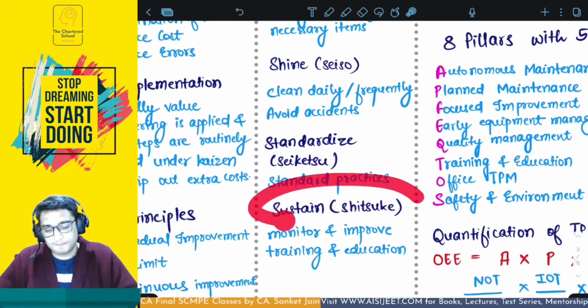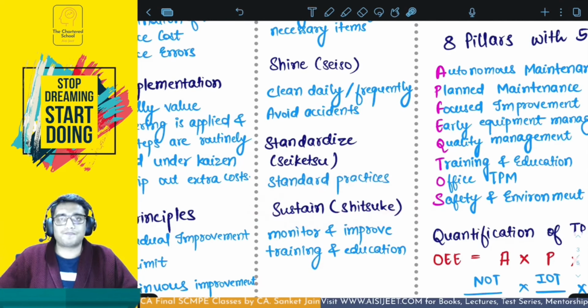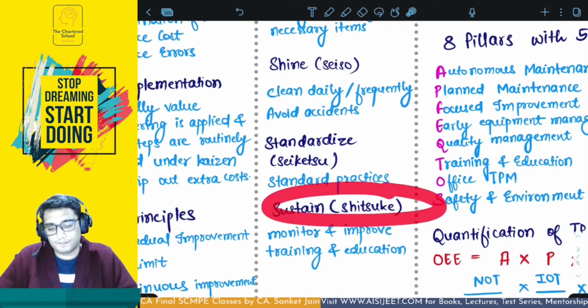Fifth is sustain. The Japanese name for it is shitsuke. What is sustain? Sustain is basically to monitor whether you are able to work as per the standard practices and to improve on them. You also need to train and educate your staff members and all the other employees in your workplace so that they can work as per the standardized practices of your organization. This is to sustain.